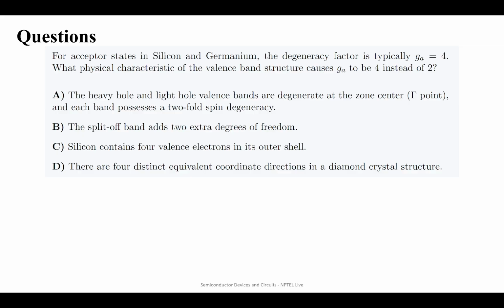Silicon contains 4 valence electrons in its outer shell. There are 4 distinct equivalent coordinate systems in a diamond crystal structure.